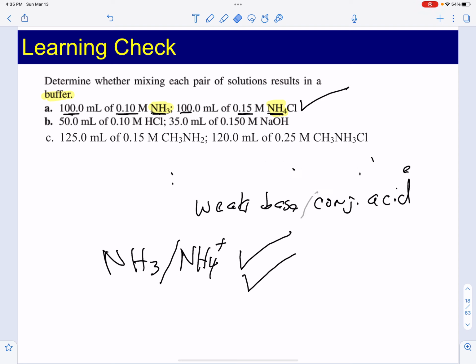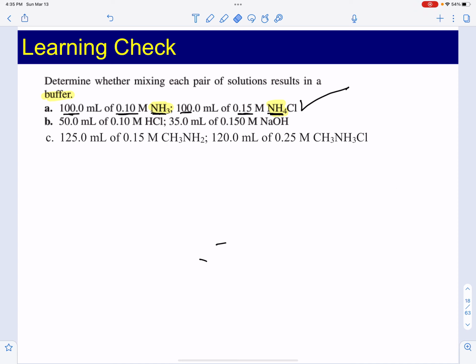What about the second one? The second one, let's see what we have. We have a strong acid and a strong base. No, that's never going to give us a weak acid with its conjugate base or a weak base with its conjugate acid. What about the last one? The last one, I have CH3NH2. That's going to be a base.